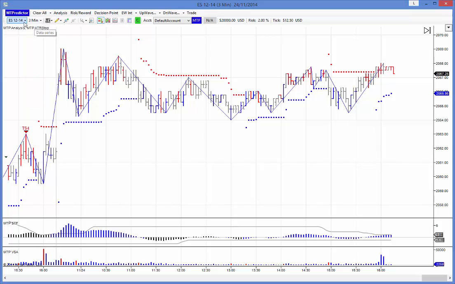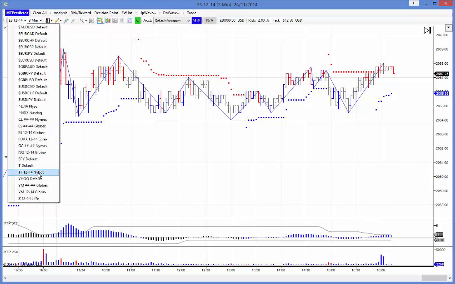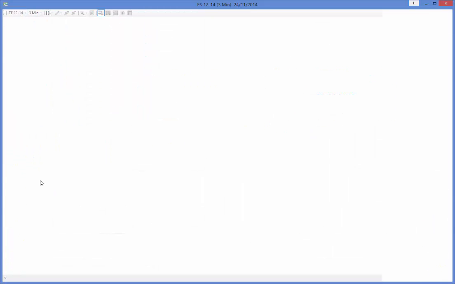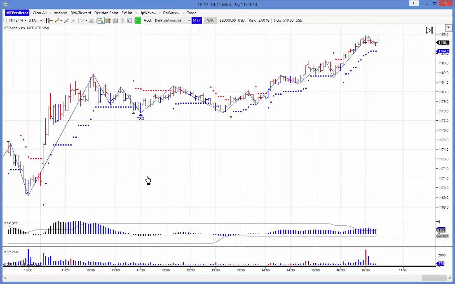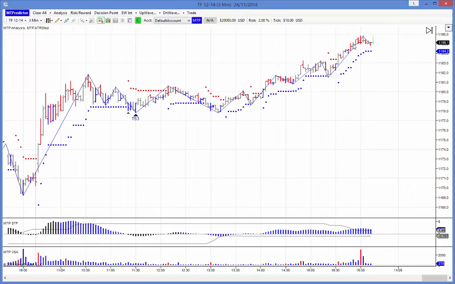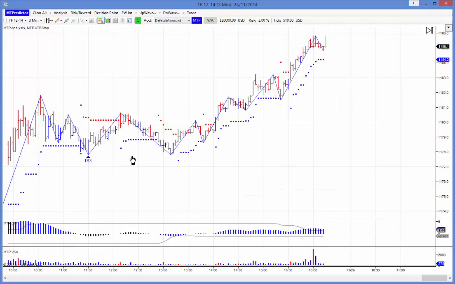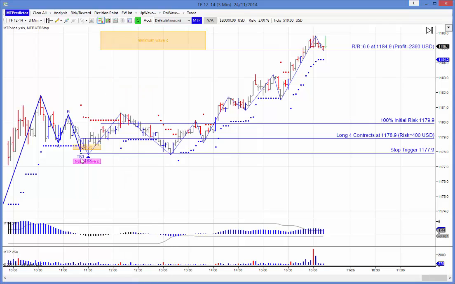However, if we compare this to the Russell Index, which is the TF, let's have a look at what unfolded here. Here we actually got a strong rally later in the day, and before that we had a couple of automatic MTPredictor trade setups using the standard guidelines of the STF. The first one here, if I place the analysis on, would have resulted in a -1R loss.